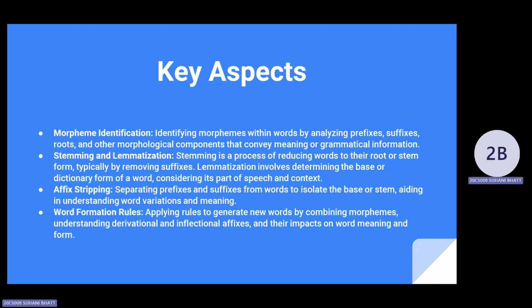Third is affix stripping, separating prefixes and suffixes from words to isolate the base or stem, aiding in understanding word variation and meaning. Fourth is word formation rules, applying rules to generate new words by combining morphemes, understanding derivational and inflectional affixes, and their impacts on word meaning and form.